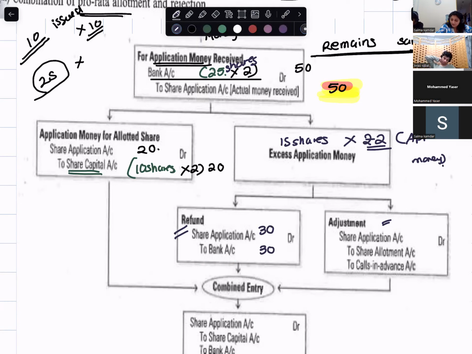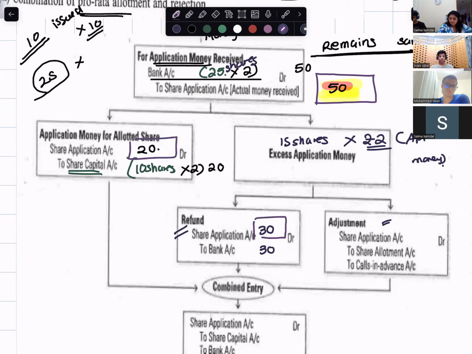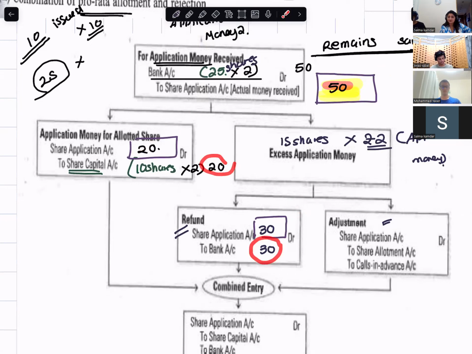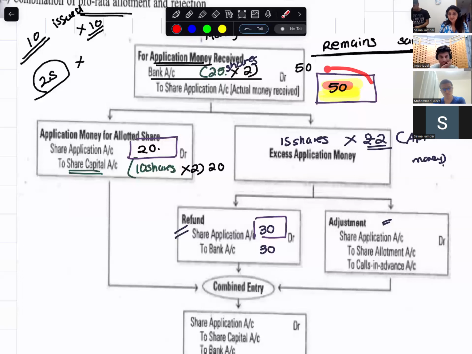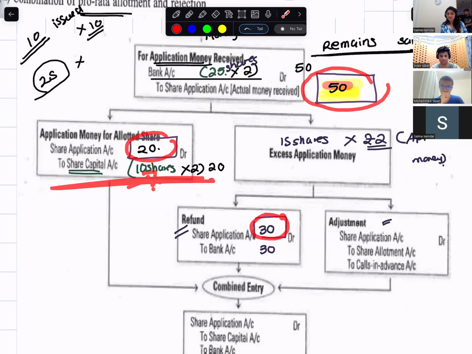See properly, relate very properly. Application was credited by 50. After I finish allotment and find the treatment of excess application, application is cancelled by the full 50. Credit is 50, so it has to be debited by full 50. 20 is for capital and 30 is for refund. Think properly, I'm giving you time. You receive application for 50, you cannot give full 50; you can only allot 10 shares. So whatever you're giving as allotment is 20 and the remaining 30 has to be adjusted. Either I can refund or I can do adjustment.